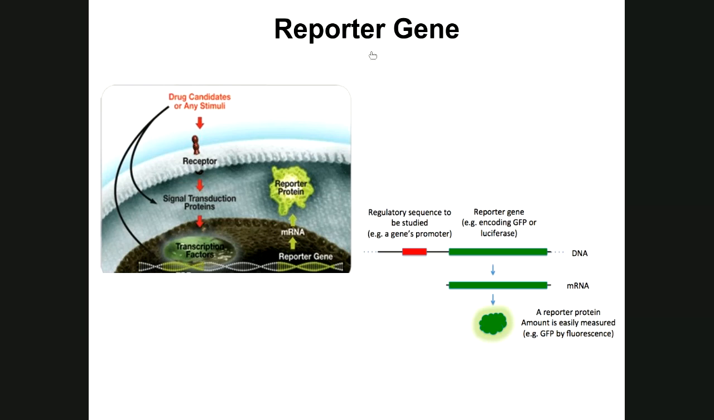Also for cloning vectors, what they often like to do is add another type of gene besides an antibiotic resistance gene. They like to add what you call a reporter gene. The way we define a reporter gene is that a reporter gene codes for a protein that is easy to detect.